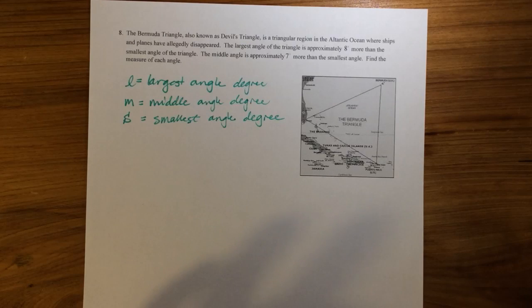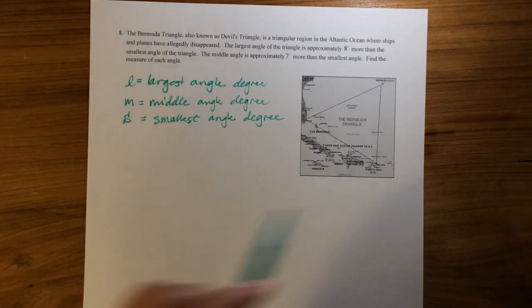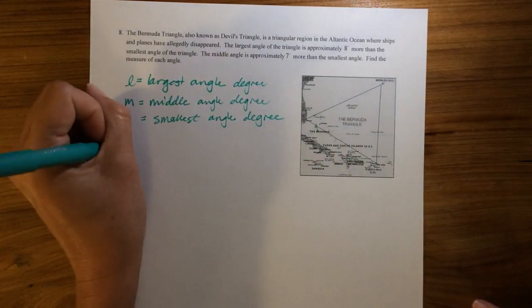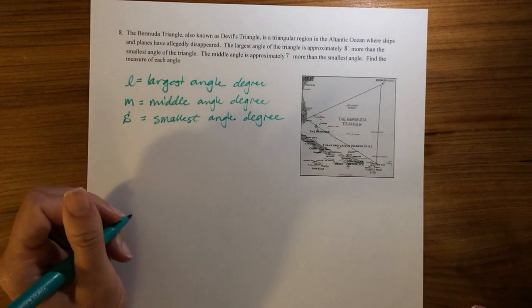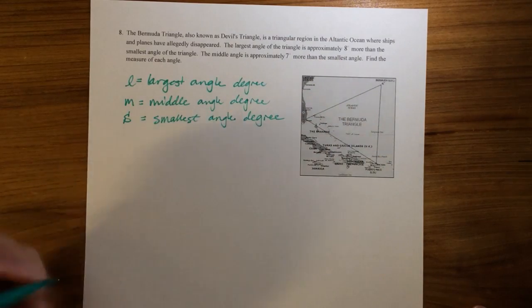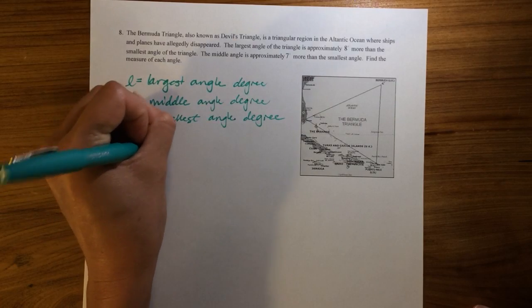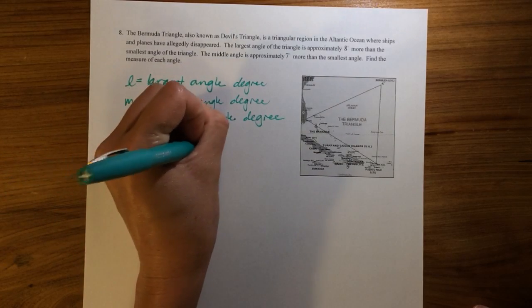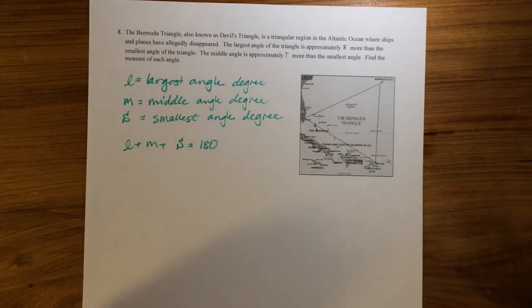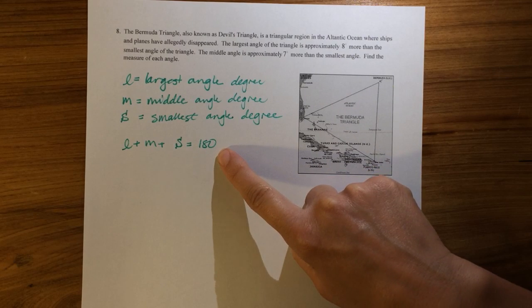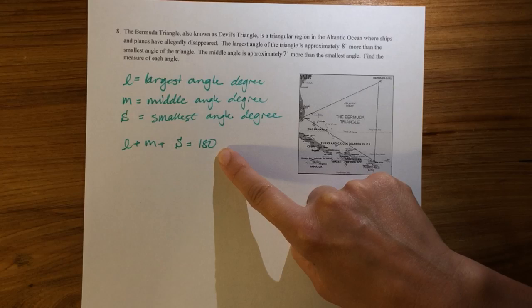Next, I go sentence by sentence and I pick out information. So with Bermuda Triangle, if we're talking about angles, we know that all of the angles of a triangle add up to what? 180. So this is also kind of background. I know that my largest plus middle plus smallest angles all have to add up to 180 degrees. So the fact that it's a triangle and it's dealing with angles, we may need this, we may not need this. I like to write it down anyways.